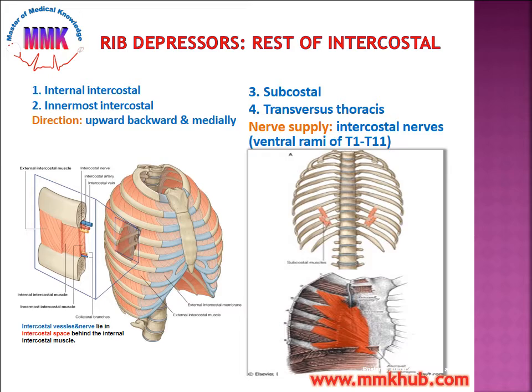The rest of the intercostal muscles involve the internal intercostal muscle, innermost intercostal muscle, subcostal muscle and the transversus thoracis muscle. The direction of fibers is upward, backward and medial, and they are supplied by the internal intercostal nerves, ventral rami from T1 to T11. The main function of these muscles is that they act as rib depressors, as opposed to the external intercostal muscles, which are the rib elevators.